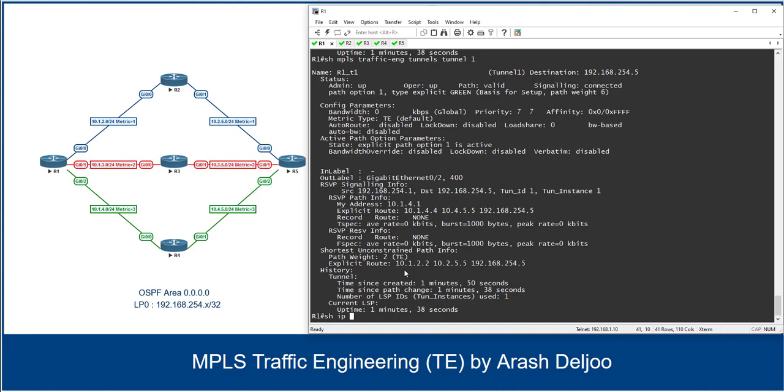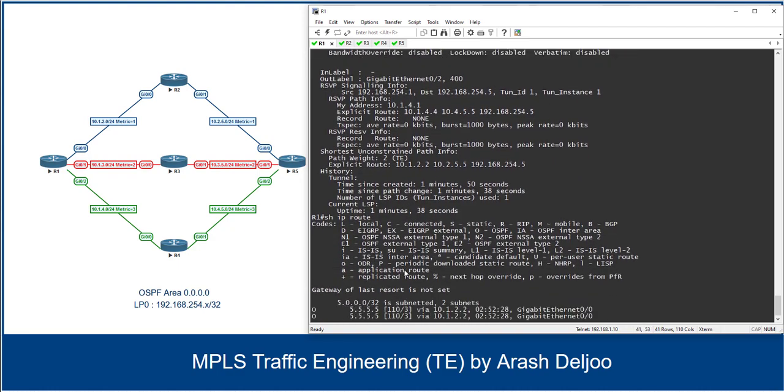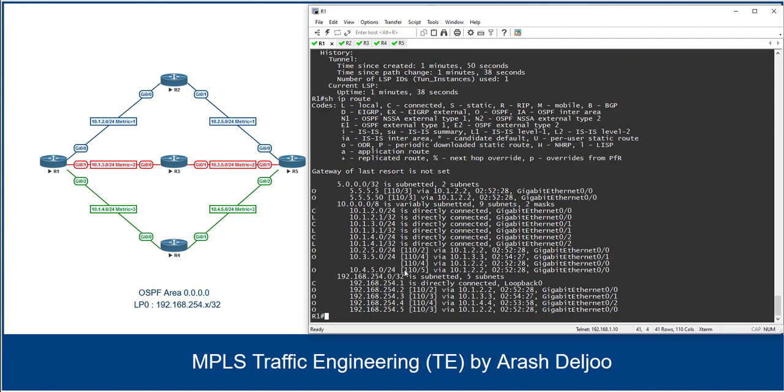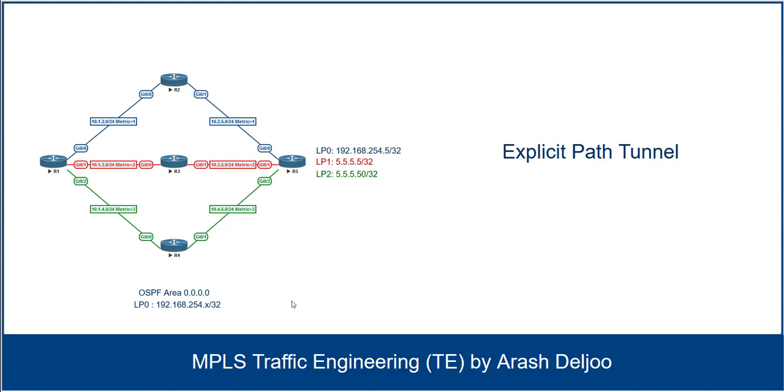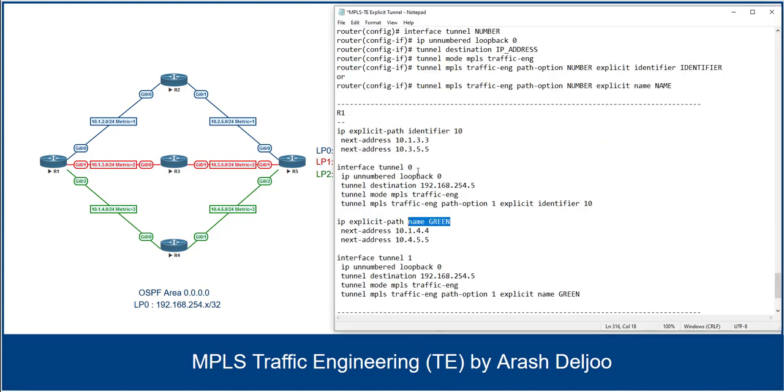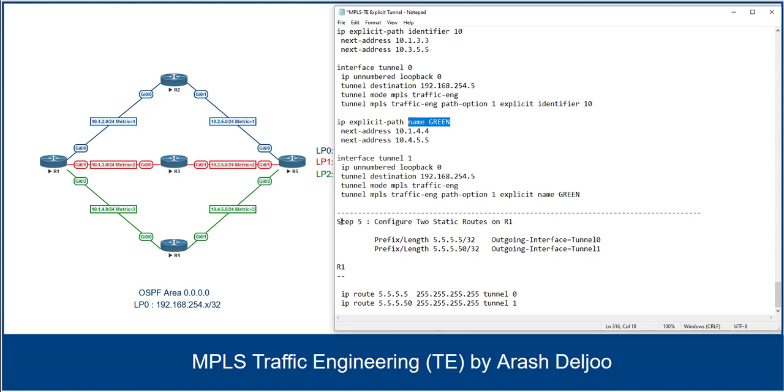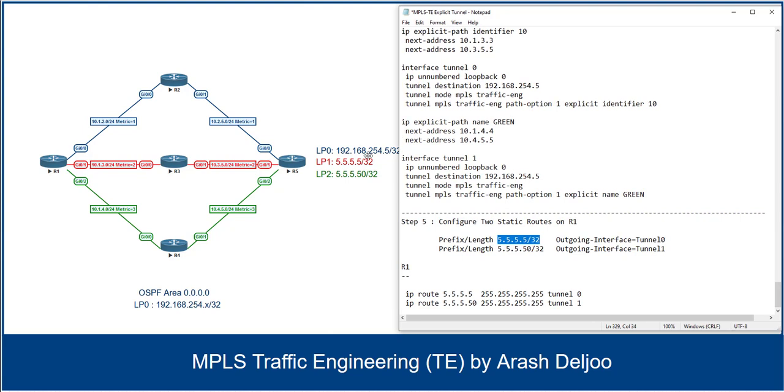But if you check the routing table, show IP route, you will see these two tunnels are not available in the routing table. Actually, when we have traffic engineering tunnels, we need to steer traffic with some method into the traffic engineering tunnels. We have some methods. You will learn about them in the future. For now, in the last step, we need to configure two static routes on router 1. For example, we can configure this command. If you want to reach 5.5.5.5/32, in router 1, please use tunnel 0.